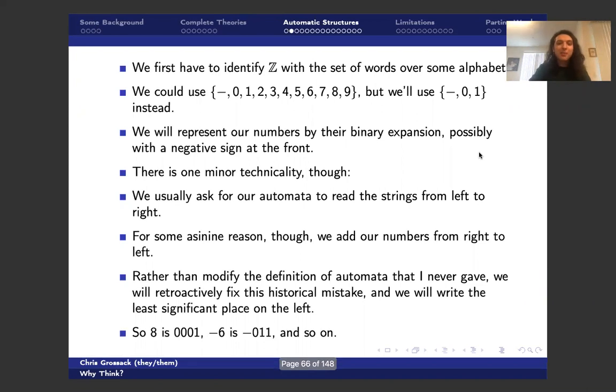Okay. So for instance, 8 will be represented 0, 0, 0, 1, because here's the 1's place, the 2's place, the 4's place, and the 8's place. And -6 is negative. We have a 2 and a 4. Why we don't always write our numbers like this is silly. This is a problem. If I could go back in time and change mathematics, I would solve this. But alas, much like writing function application on the left, this is what we're stuck with.